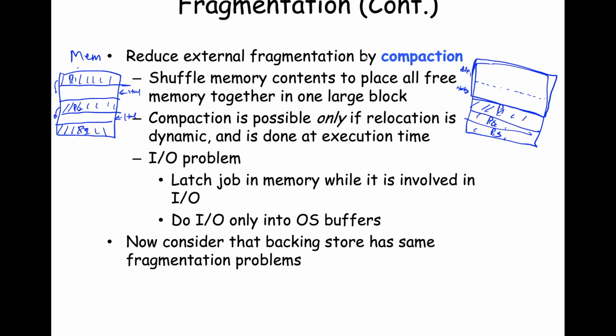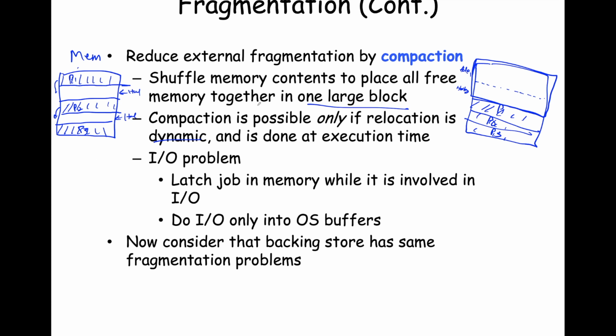And so with compaction, and that's what that process is, you're shuffling the contents of memory to place all the free memory together in one large block. And compaction is only possible if your relocation happens at execution time, if it's dynamic. And so that's really, really important. If it's dynamic, that means every time you need to execute, you can certainly move it around by picking up its contents, changing the relocation register, and putting it down someplace else.